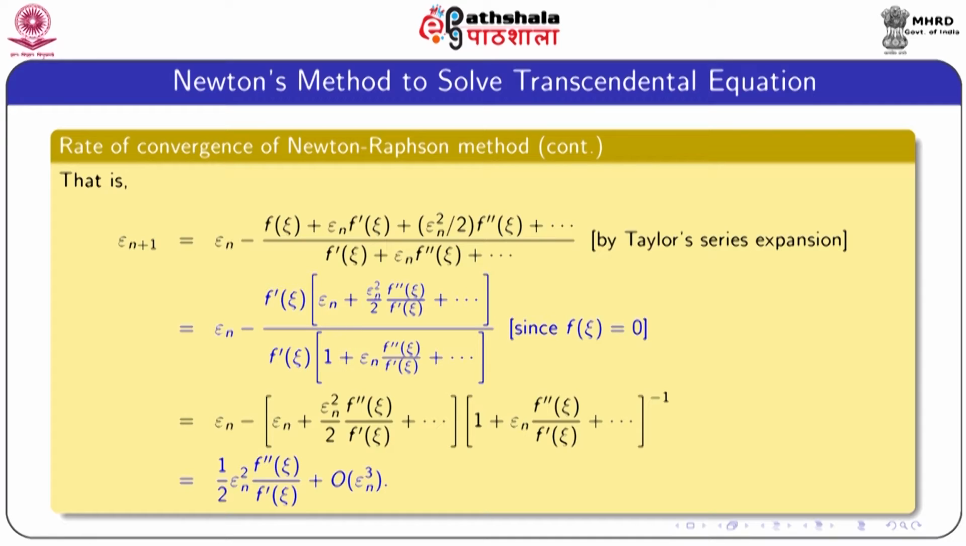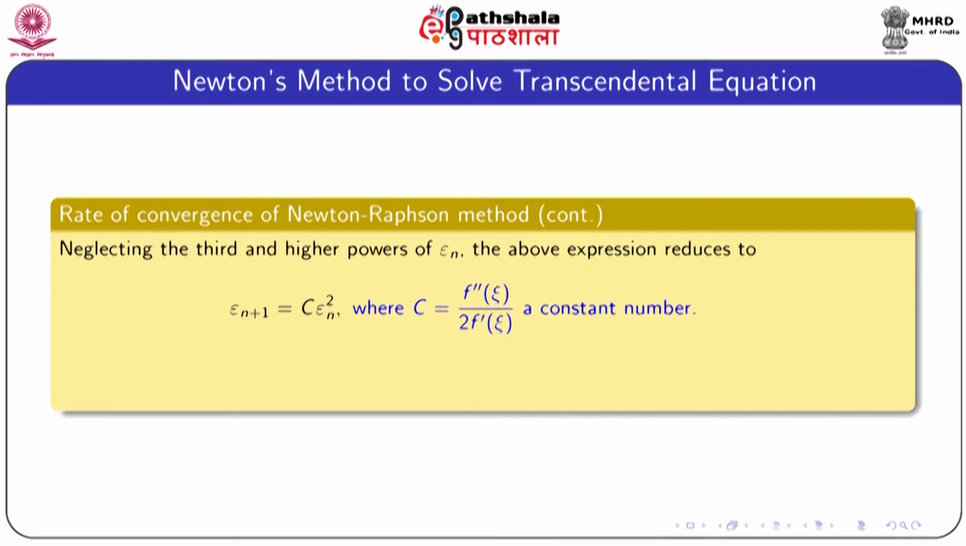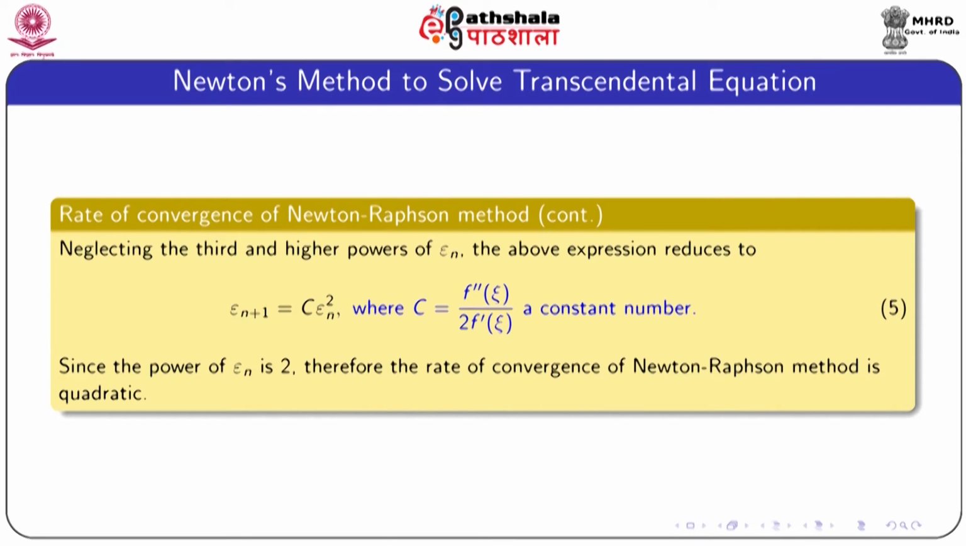Since epsilon n is a very small number, we can neglect the terms epsilon n cube and higher powers of epsilon n. Then the error expression becomes epsilon n+1 = c times epsilon n to the power 2, where c = second derivative of f at xi divided by 2 times first derivative of f at xi, and this is a constant because this term is free from the error term epsilon n. Note that this expression is a quadratic expression of the error term epsilon n. Therefore, the rate of convergence of the Newton-Raphson method is quadratic.